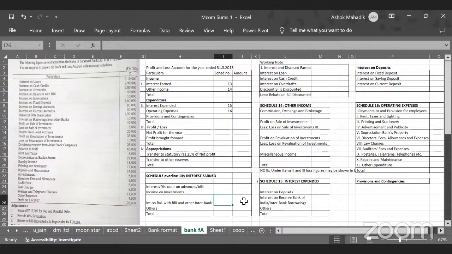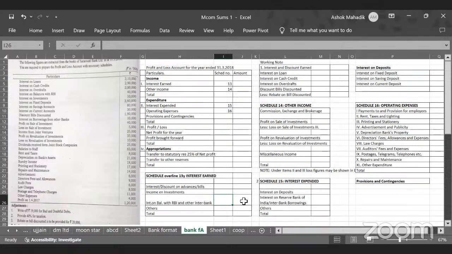Then interest on investment. When you invest somewhere, it may be FD with other banks, so it's an income for you, interest income. So we'll go to schedule 13. Clear? I hope this is clear that you can earn interest on your loans as well as balance with RBI and your investments. So that will go to schedule number 13.